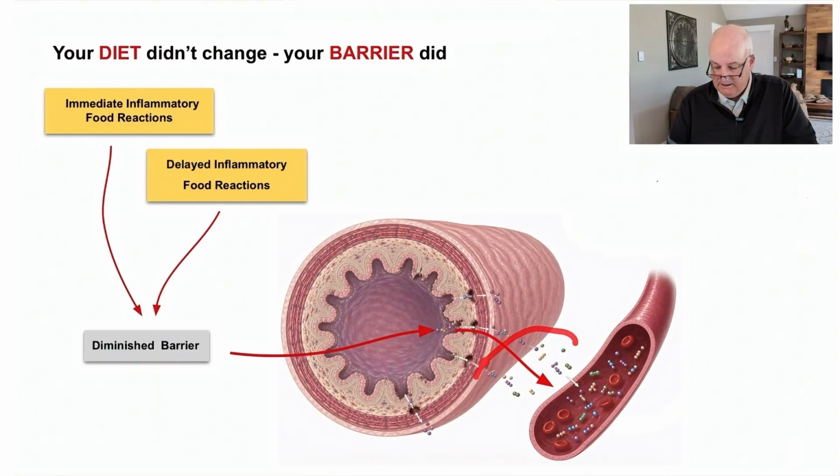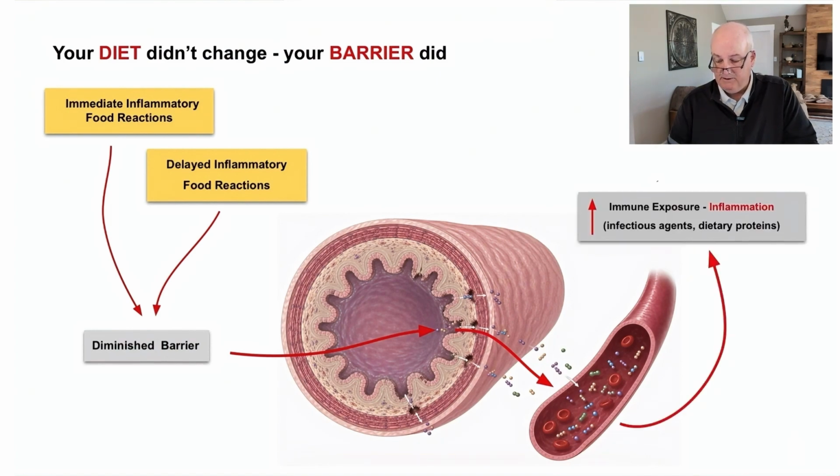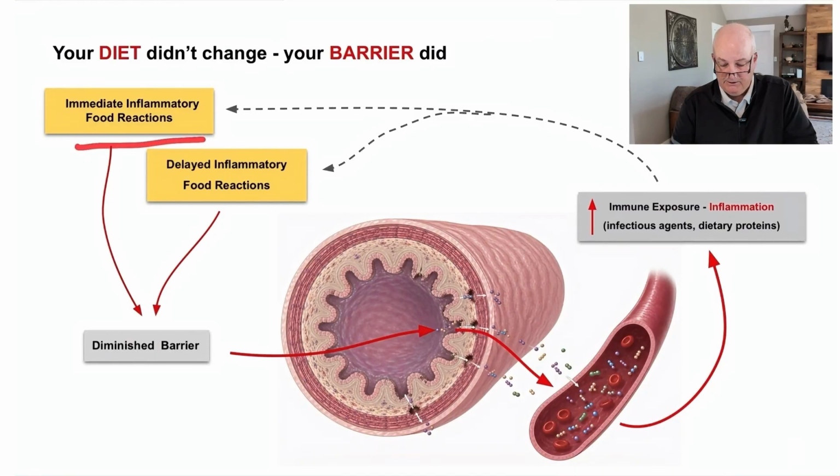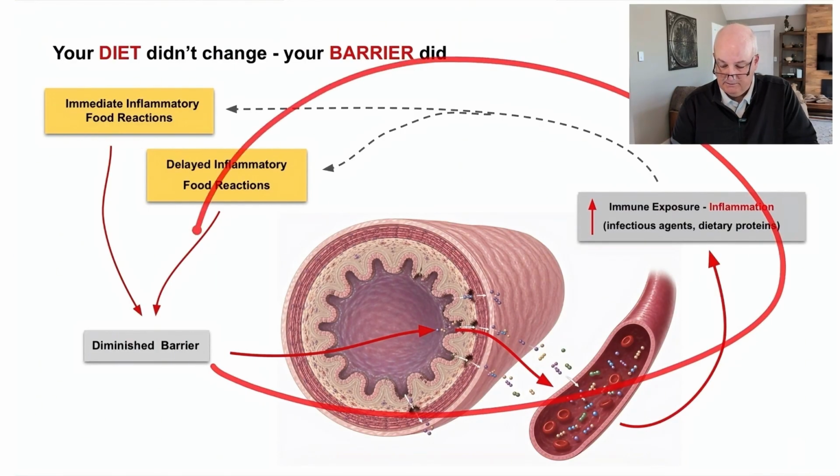Well, right here, that can lead to exposure not just to bugs and bacteria and viruses, but also to food proteins that shouldn't get absorbed through a healthy intestinal lining. Both of those can lead to an immune exposure and inflammation in that tissue, but also an inflammatory immune reaction that goes systemic into the bloodstream. Quite often, this immune exposure will come back and lead, through this leaky gut mechanism, to an increased exposure for inflammatory food reactions, either the immediate ones here or the delayed ones. So you can see the feedback loop that's happening here.